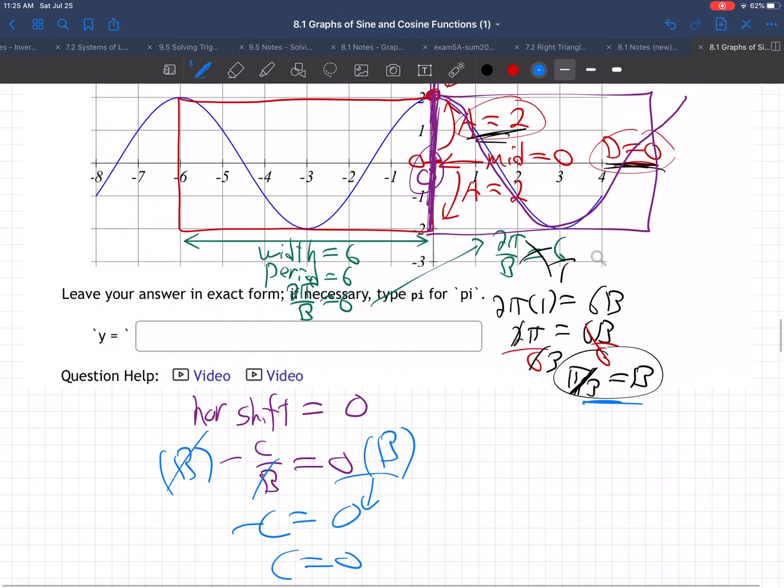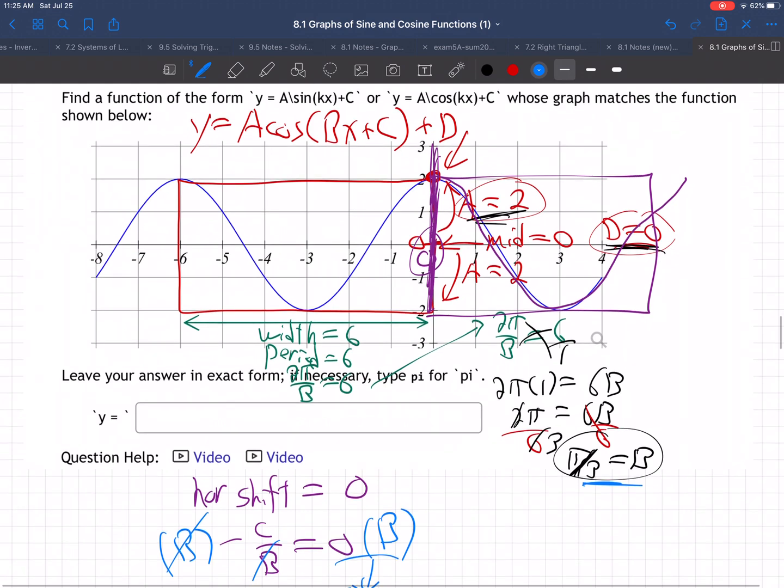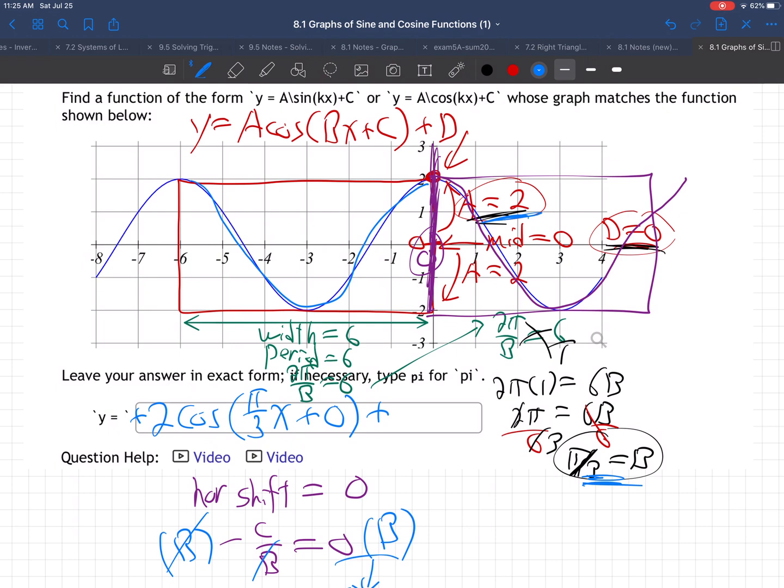So we got the formula now. We got everything. So A, what was A? 2. Oh, and it's positive. Why is it positive? Because the U shape is up. If it was a U shape like this down, then that would be -2. All right, +2, or just regular 2, cosine, bx, what was b? Pi over 3. Pi over 3x plus c is 0, and d was also 0. So you don't have to put those zeros in there, but there we go.